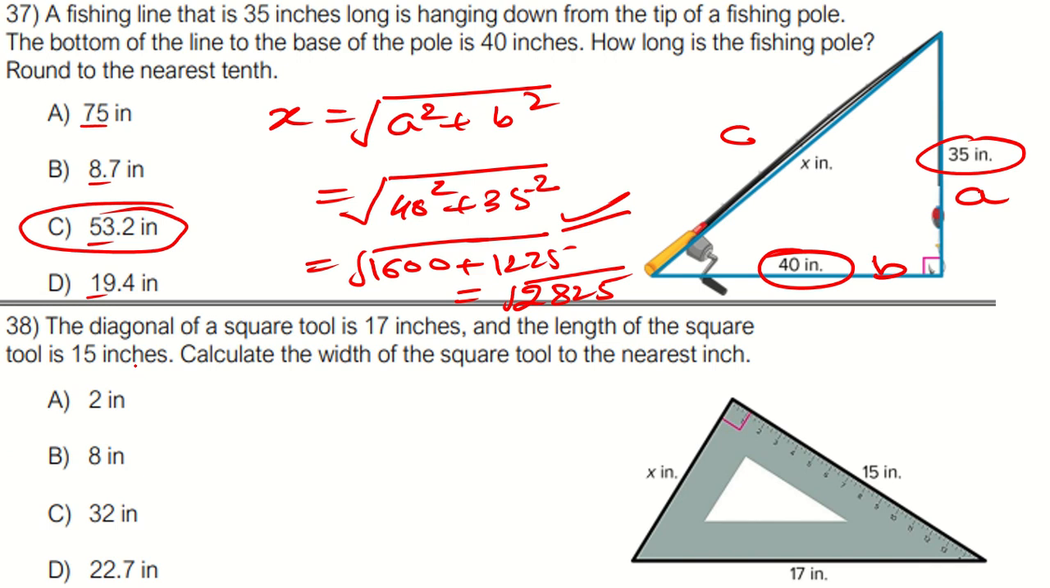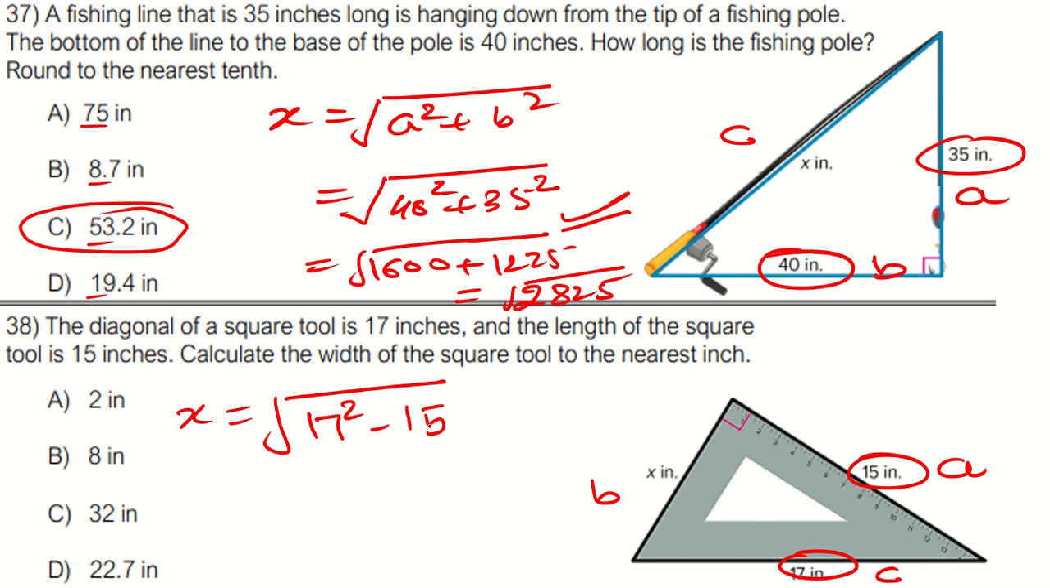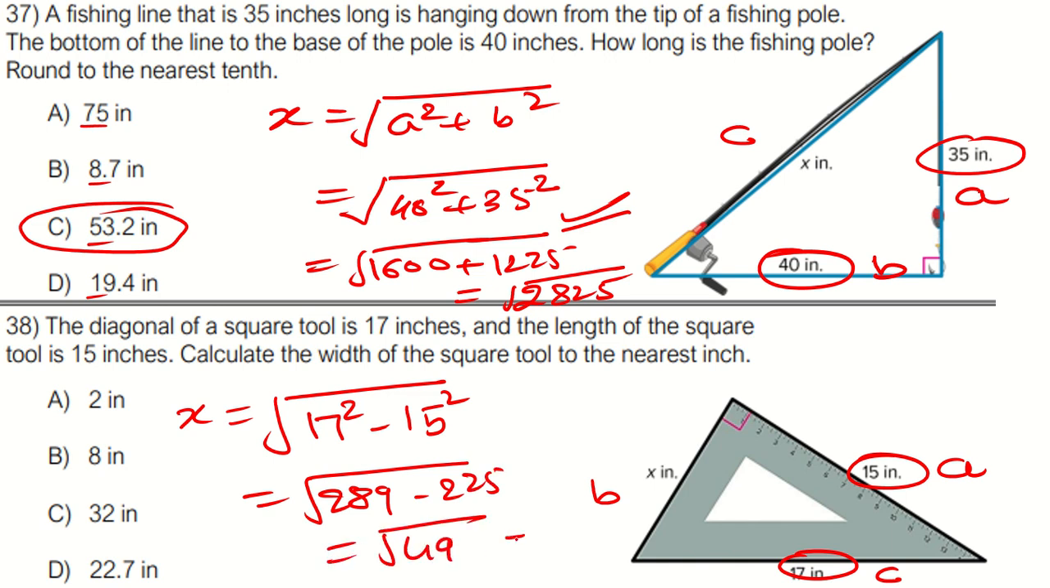Yes, now next: the diagonal of a square tool is 17 inches. This is the diagonal, means C is given to you, the big side is given to you, and the length of the square of the tool is 15. This can be taken as A. B is missing now, so here x will be the square root of big side square minus small side square. Okay, of course. So 17 square means I think 289 minus 225. So this is the square root of 64, which is 8. Square root of 49 means, I think, is it correct?